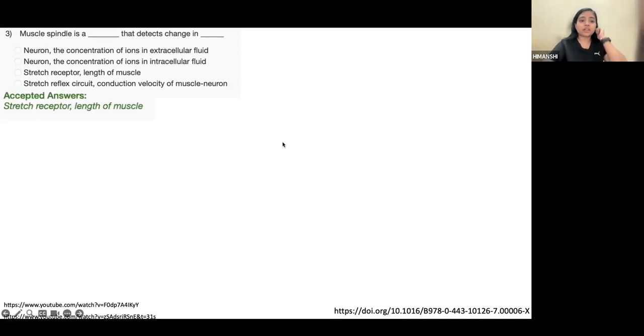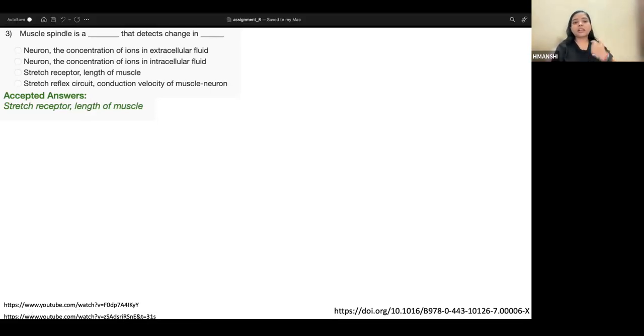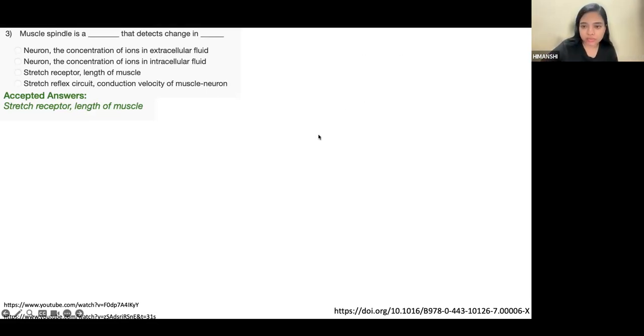Yeah, the correct answer is muscle spindle is a stretch receptor that detects changes in length of a muscle. Okay.